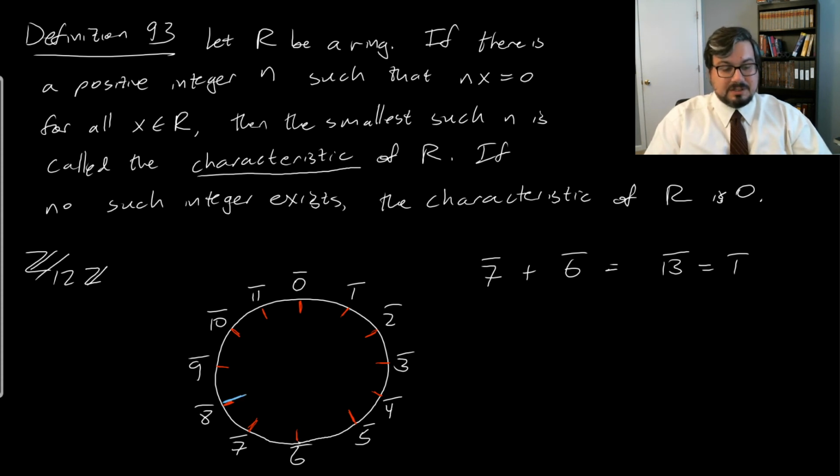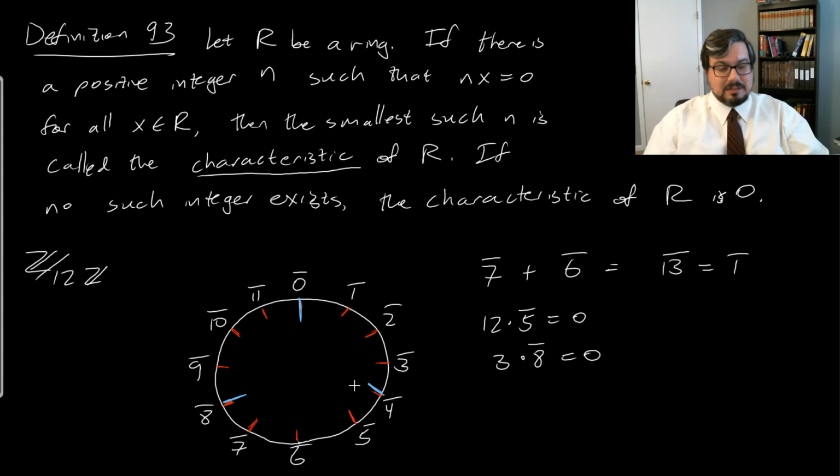So, for instance, if I start with 8 and try to figure out what's the minimum multiple of 8 that gets me back to 0? Start with 8, and 8 plus 8 is 16, which gets us back to 4. And then 4 plus 8 is 12, which gets us back here to 0. So we can see here that 12 times 5 bar equals 0. 3 times 8 bar equals 0.